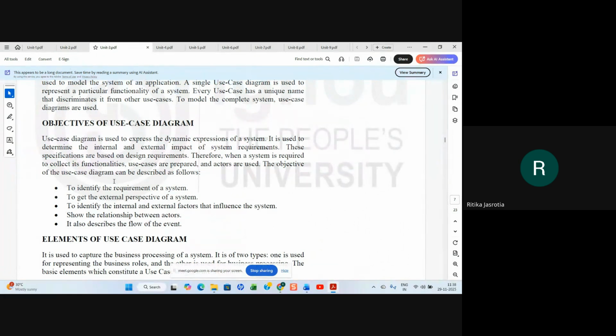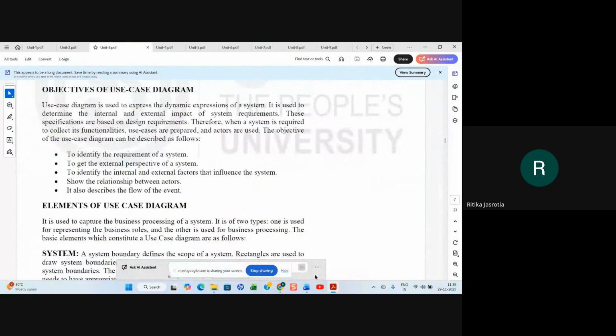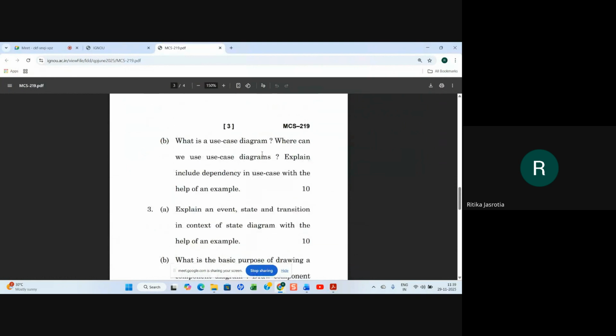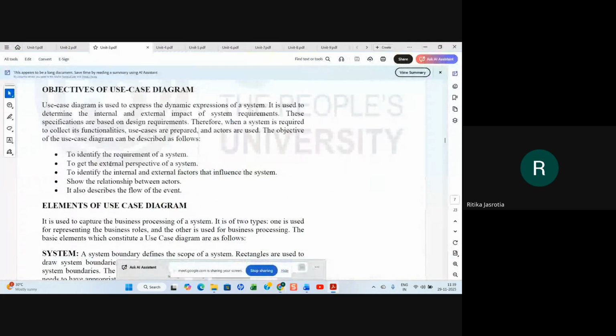The objective of the use case is to identify the requirement of a system, to get the external perspective of a system, to identify the internal and external factors that influence the system, the relationship between actors, and also to describe the flow of the event. So these are there. Then they have asked you, what is a use case diagram? Where can we use a use case diagram?